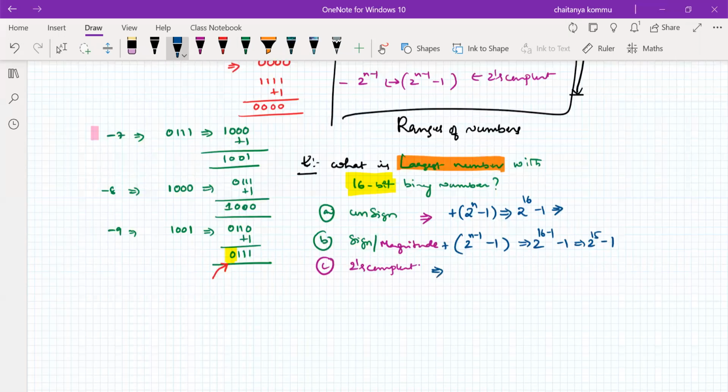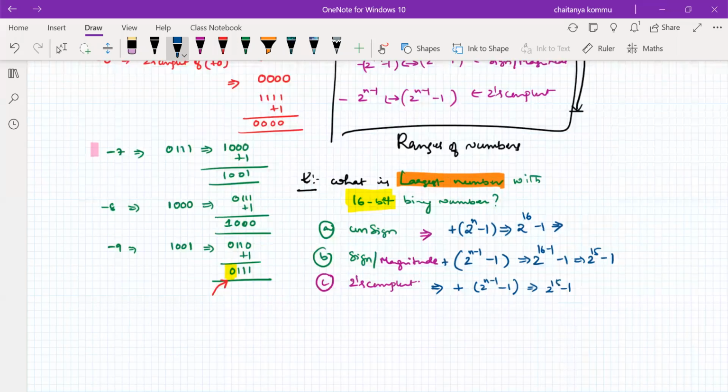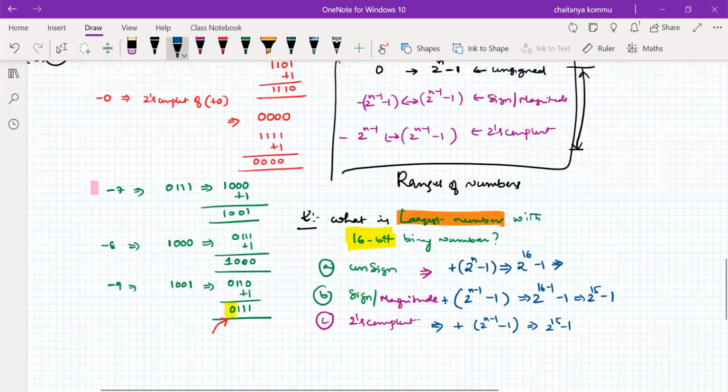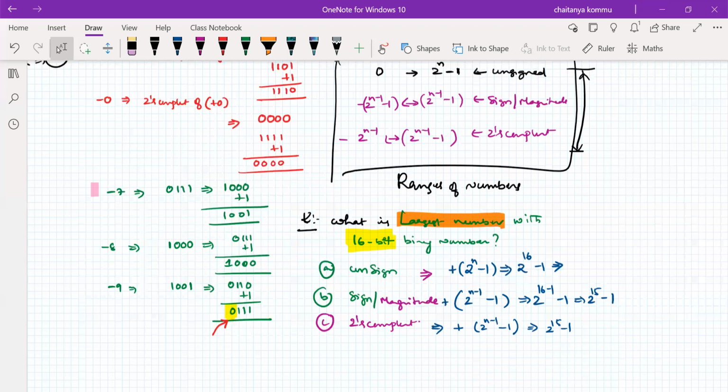So plus 2 power n minus 1, minus 1. What is this value? Again, 2 power 15 minus 1. For example, if instead of the largest number they ask for the minimum number, then for sign representation it is the negative value, and for unsigned it is 0. Agreed? That's it.